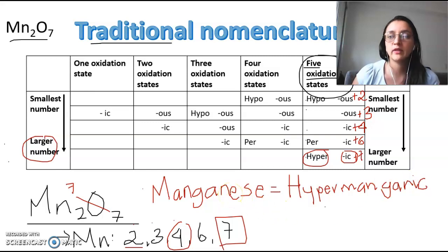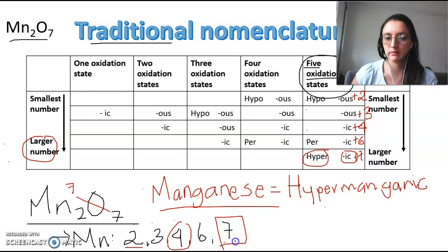Okay, so that's how we name it in this nomenclature. We look for the name of the element and we add the prefixes and suffixes according to the table. These suffixes and prefixes are only for that first element, because if I am using them, I am letting everyone know what is the oxidation state of this element that I'm using.